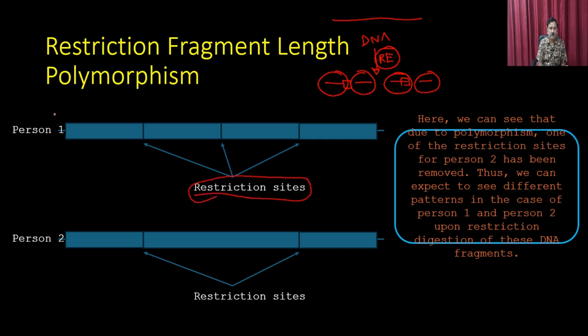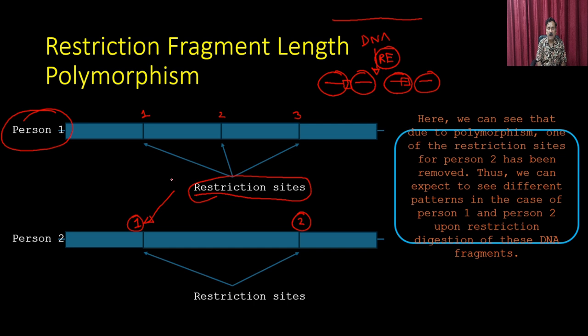For example, if you have two individuals and you have taken out the DNA, the restriction enzyme site would be present here, here and here. Whereas in the case of the second individual, it is going to be present here. So one site is matching, but then the second restriction site is missing.